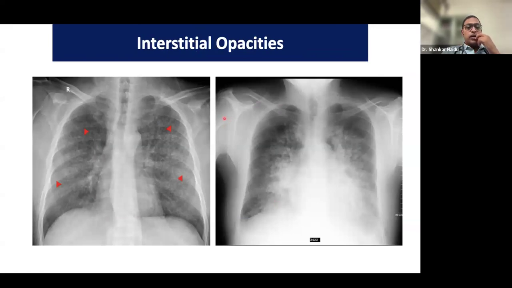So again, other examples in interstitial opacities. Here, as you can see, this is the miliary pattern, multiple small nodular opacities distributed throughout the lung parenchyma on both sides. So these are suggestive of miliary pattern.